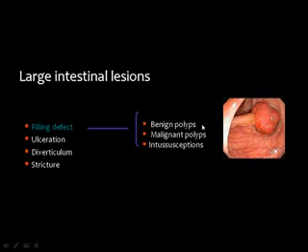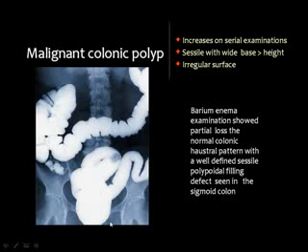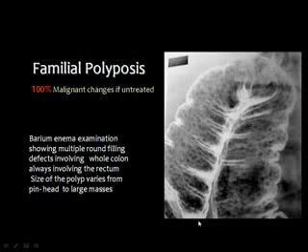Then polyps in the colon, or filling defects in the colon, are usually the result of polyps. Polyps may be benign or malignant. And in children, you may have a filling defect which is secondary to intussusception. The polyp is considered benign whenever it has a pedicle, and the sessile polyps are usually of malignant nature. And this is an example of barium enema showing benign polyps. You can see the pedicle of the polyp, and these are benign polyps in the colon. This is an example of a malignant polyp in the sigmoid colon. It is sessile, without a pedicle.